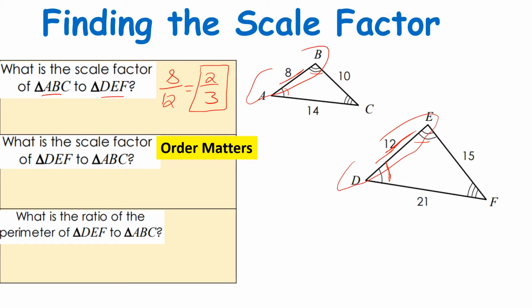Now, what about this one here? It says, what is the scale factor of DEF to ABC? Well, the order does matter. Triangle DEF is stated first, and so the length of that side will be in the numerator of our fraction. So we could do 12 over 8, and that reduces to 3 over 2. That is the scale factor of triangle DEF to ABC. We can also write the ratios this way, 3 to 2, and 2 to 3 up here.